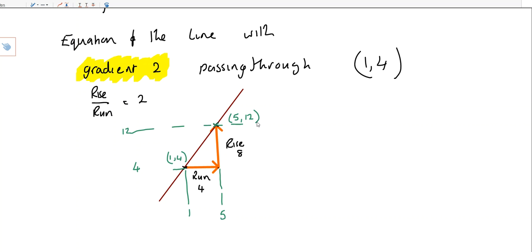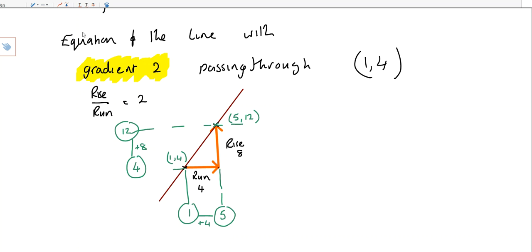Okay, make sense? Why is it 12? Because I started at 1, 4, so my y coordinate is 4, my x coordinate is 1. If I happen to run 4 across, my run is 4, I get to 5 on the x-axis. That means I have to go up 8 to get to another point, which has to therefore be at 12. So my rise is plus 8, my run was plus 4.